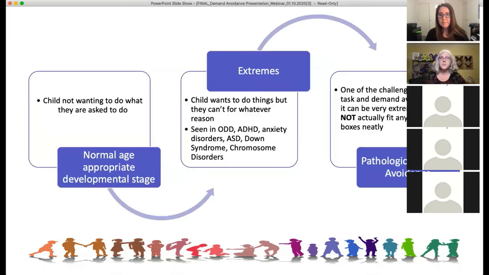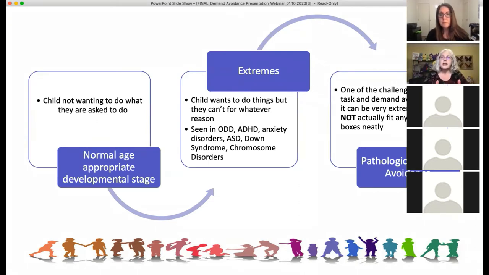Yep, that's it. So there's the normal age-appropriate stuff, and then there's the extremes. So we often see these extremes of demand avoidance in our alphabet kids. So our ADHD, our ODD, our ASD, our chromosome disorders, all of those specific learning disorders, sensory processing disorders, a lot of the disorders and syndromes, we really see this demand avoidant nature come through.